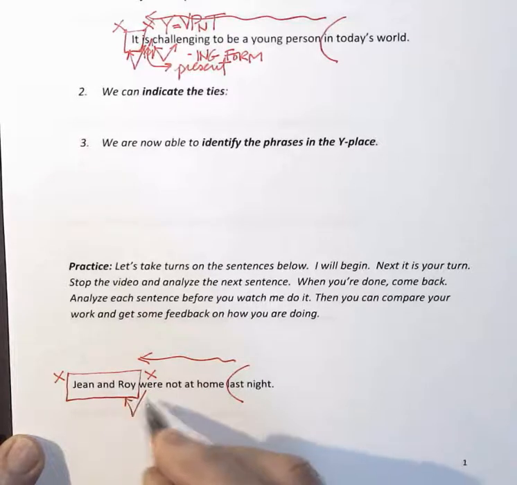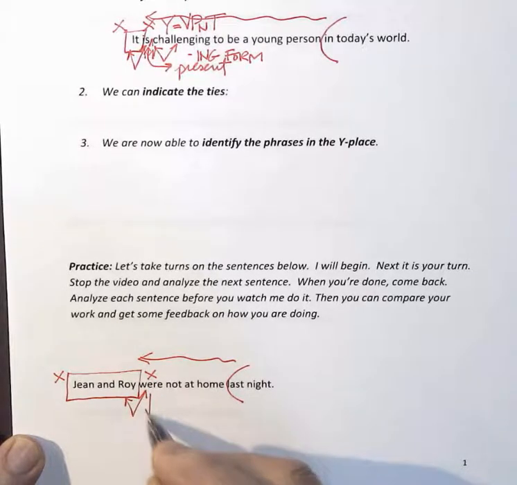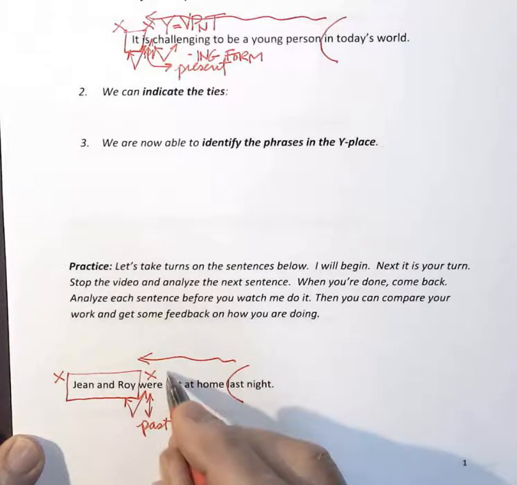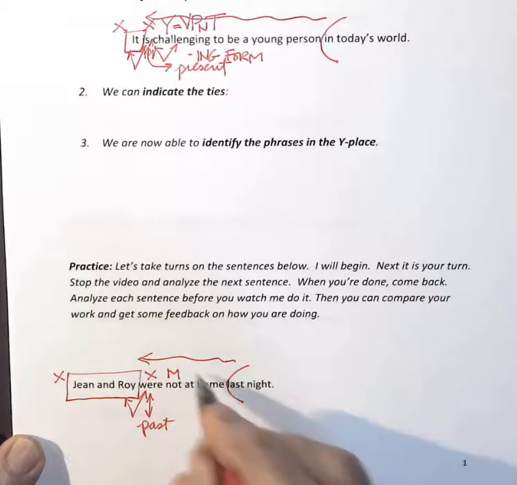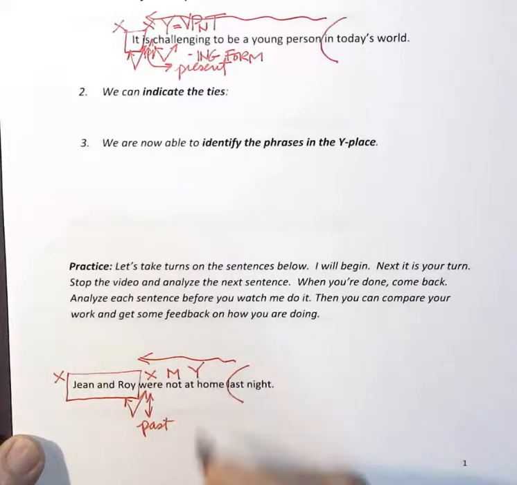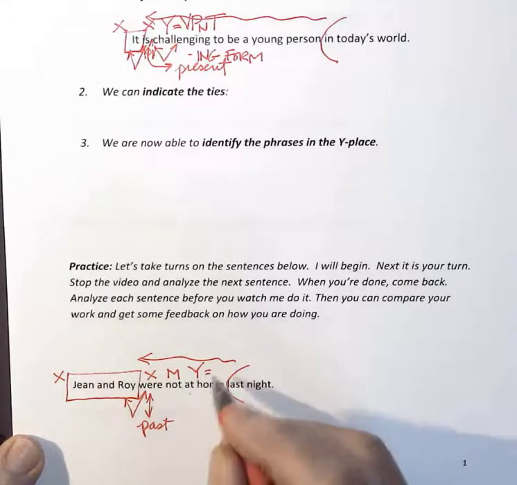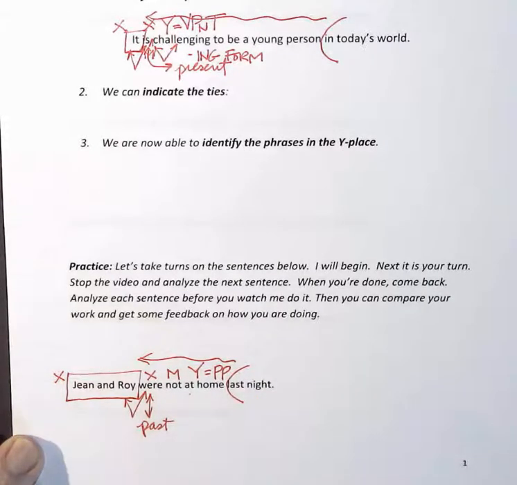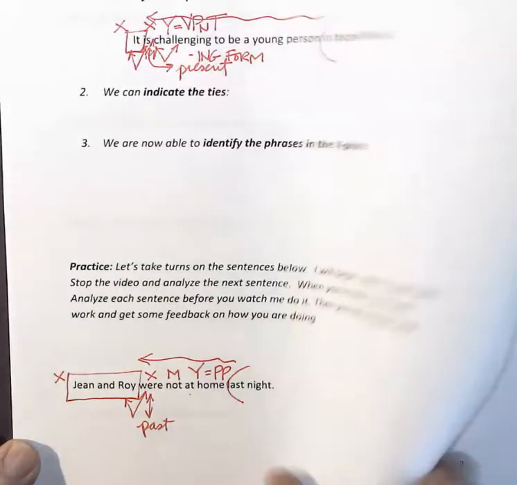Were ties with the subject. Were ties with the past. We're talking about last night. And there is no verb, so we're done. N is in the M place. At home is Y. Now, I have to decide the kind of phrase in Y. At home is a prepositional phrase. Your turn. Come back when you're done.